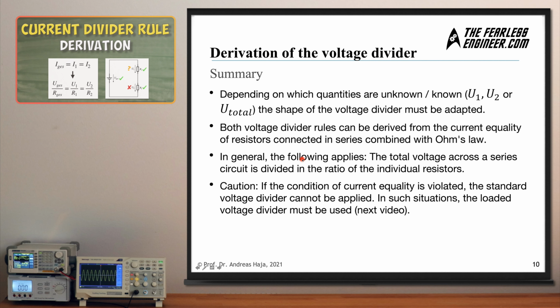And then in general, the following applies. The total voltage drop across a series circuit, or components connected in series, is divided according to the ratio of the individual resistors. So if you know that one resistor is double the size of the first one, which has been placed in series to it, you know that also the voltage drop will be double in size in relation to the first one. But you have to heed caution in cases where the current equality is violated, just as we have looked at in the previous example. In this situation, the standard voltage divider cannot be applied, and instead you must use the so-called loaded voltage divider, which we will take a look at in the upcoming video.